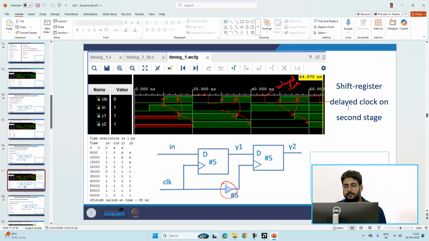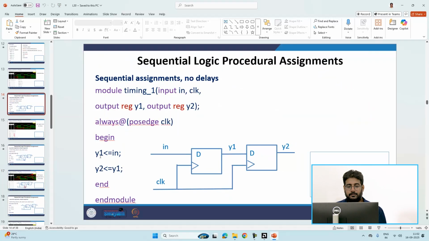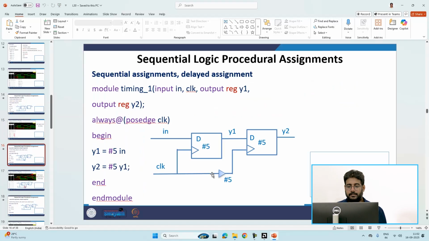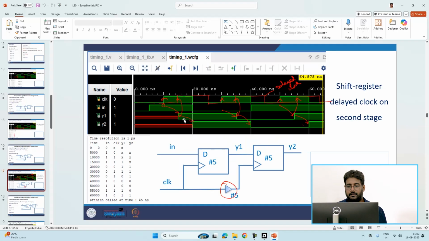It's a shift register with delayed clock on the second stage. So clock here, input is this, and y1 input is evaluated, assigned input is evaluated, and y1 is here. At the positive edge of clock, after it gets assigned, it is equal to this. But this is like a delayed clock. So after 5, it gets the value of input. So it is high here.